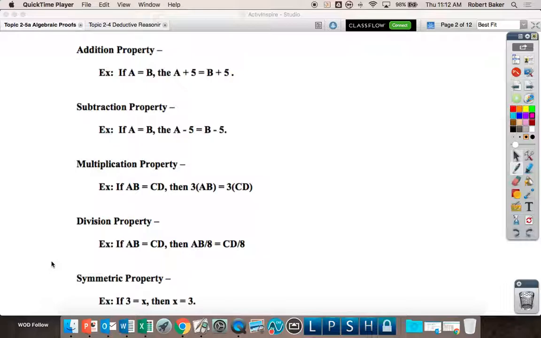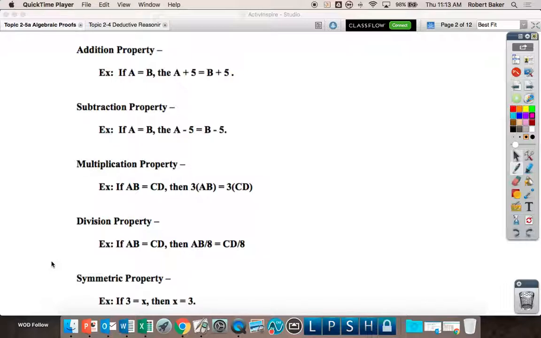What does the addition property state? If A is equal to B, then A plus 5 is equal to B plus 5. Okay, yeah, but you're reading. What does that mean though? You've heard it before, you've said it a million times. It says if A equals B, then A plus 5 equals B plus 5. What did I do there? Add 5 to both sides.